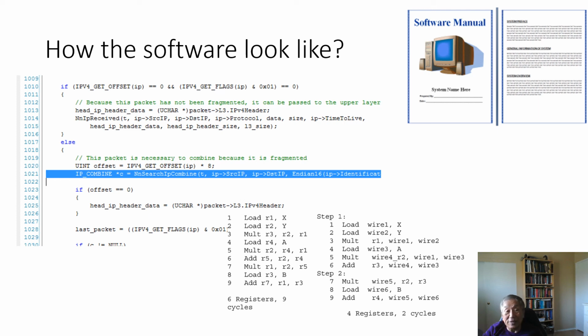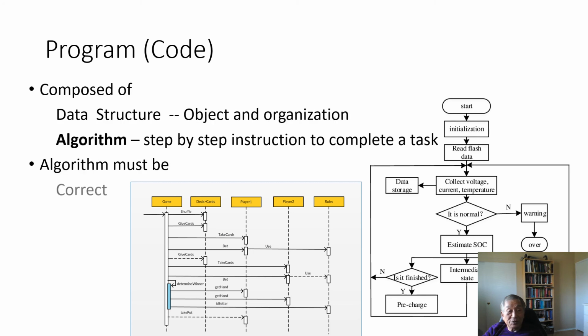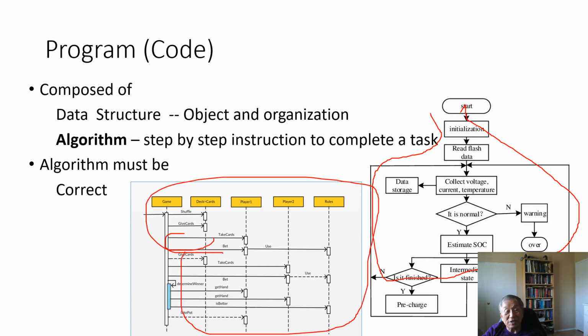So it is a lot of a headache. Then you need the manuals and the instructions on how to install it, and when you get a problem, where to contact. That kind of information can be given in here. So to make a program, it is composed of a data structure and algorithm. Algorithm is the step-by-step instruction to complete a task. So you have this kind of logic: how do I do that, and how the sequence of action goes. This is called the sequence diagram. So they draw a lot of diagrams and so on.